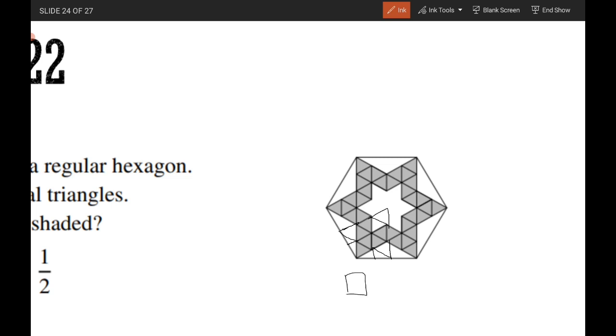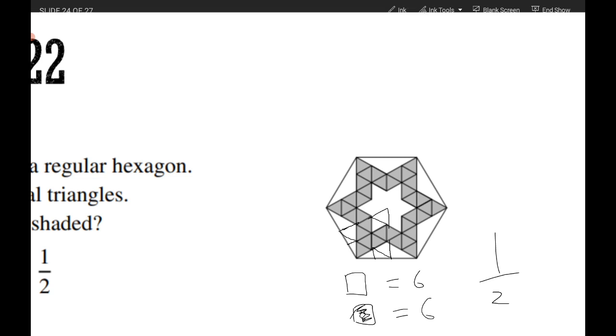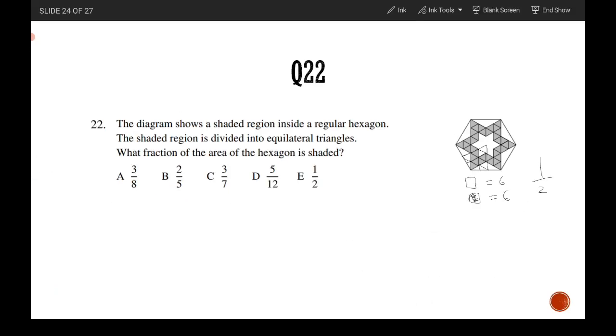Now just count the number of unshaded: 1, 2, 3, 4, 5, 6. Hope you can see that there. These bottom 2 here just sum up to be 1. And then this one, 1, 2, 3, 4, 5, 6, that's just simply 6. Therefore, we can see in a 1/6 of the figure, you have 6 of each, therefore overall the proportion will be half. And the answer is therefore E.